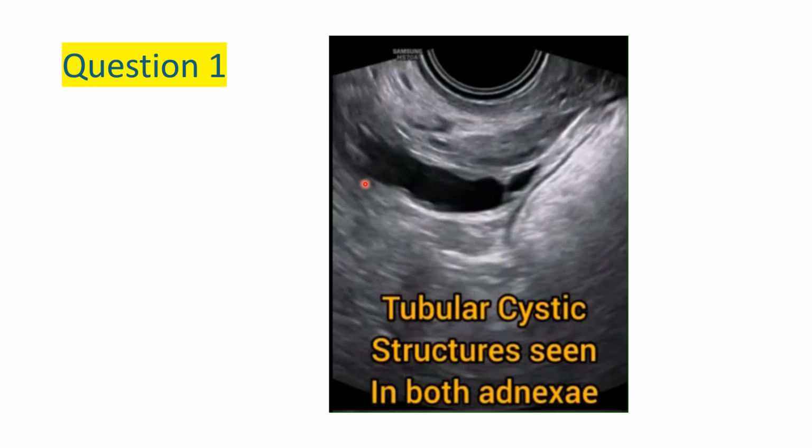Mostly hydrosalpinx develops as a sequel to an inflammatory process, an inflammation of the fallopian tubes. That's where we see it as inflammatory exudate.